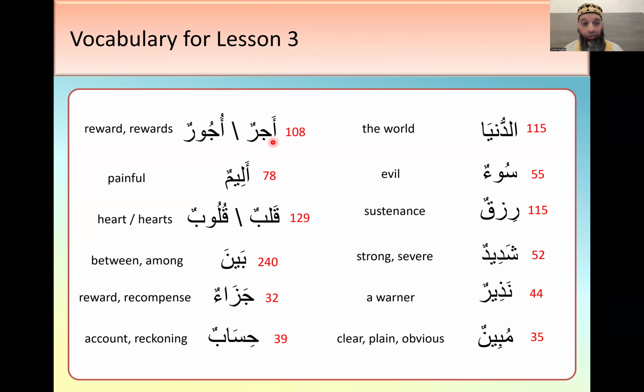And here we have ajrun. We haven't done it yet. Ajrun, ujurun. Ujurun is plural. If you want to learn both the plural and the singular version, you can. If not, just learn the singular one. Ajrun means reward. What can you tell me about ujurun based on what you've learned today? Is it a sound masculine plural? Is it a sound feminine plural? Or is it a broken plural?